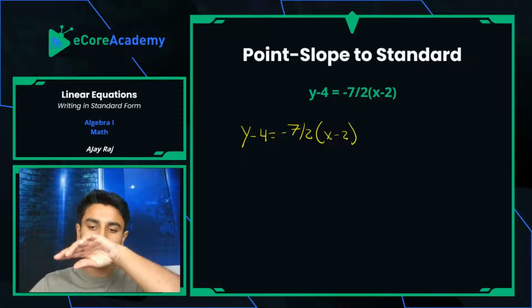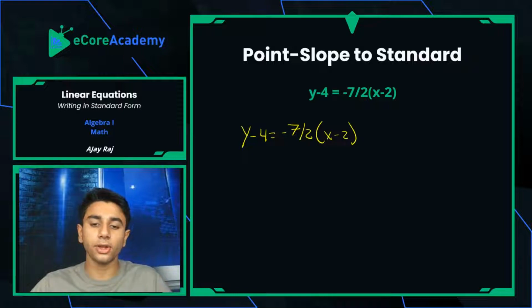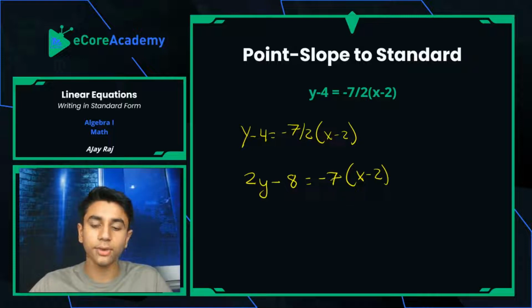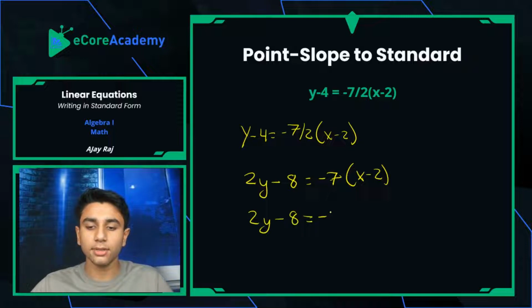So we're going to multiply both sides by 2 in order to clear out that fraction of negative 7/2, and we're left with 2y minus 8 equals negative 7 times (x minus 2). And then, of course, we can simply carry out the distributive property and distribute negative 7 to x and negative 2. So we get that 2y minus 8 equals negative 7x plus 14.